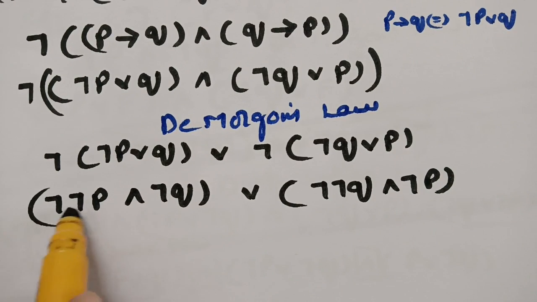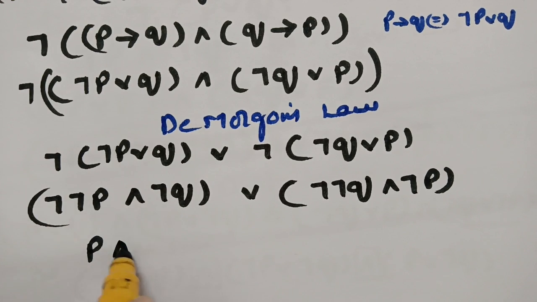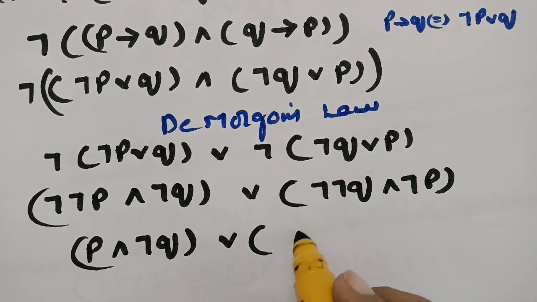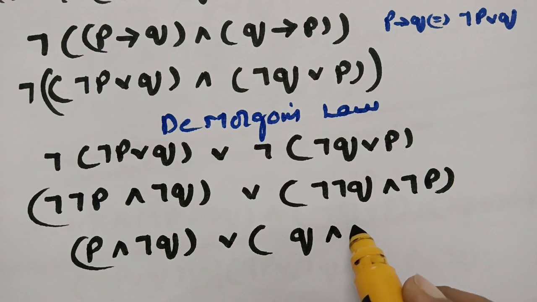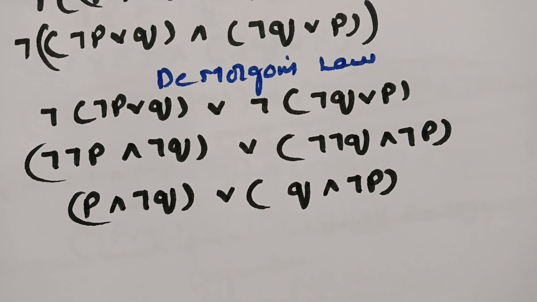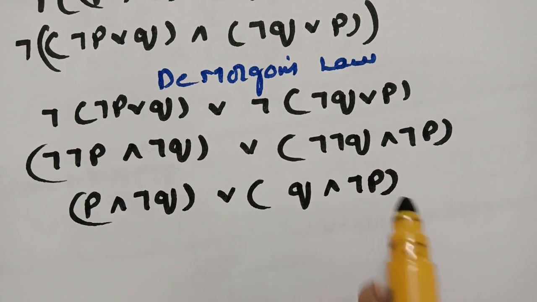Clear? This is the double negation formula. According to our double negation formula, negative of negative is positive. So I am writing P and negation Q, or Q and negation P. In this, if you observe, this is P and negation Q, and this is Q and negation P.